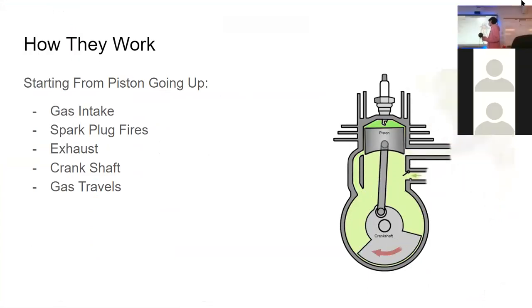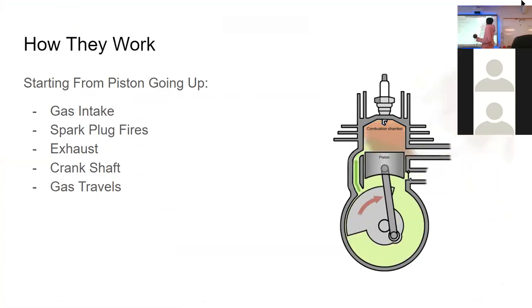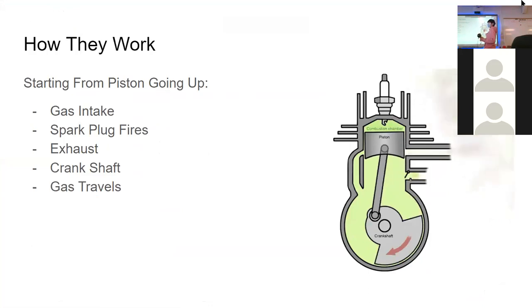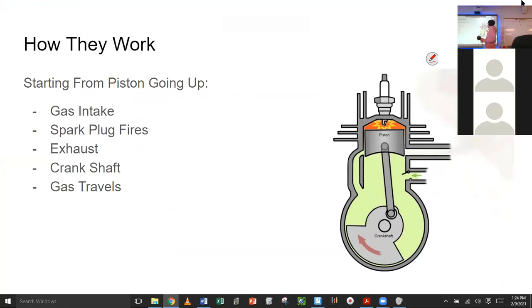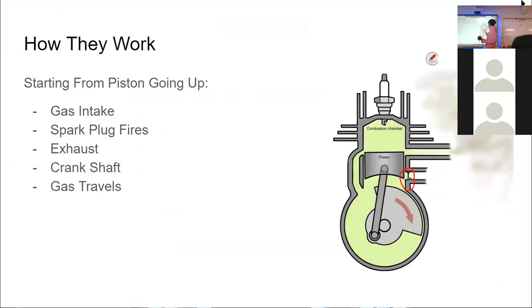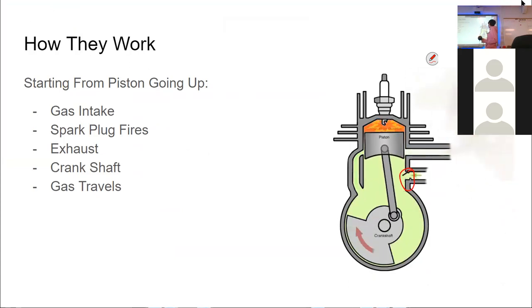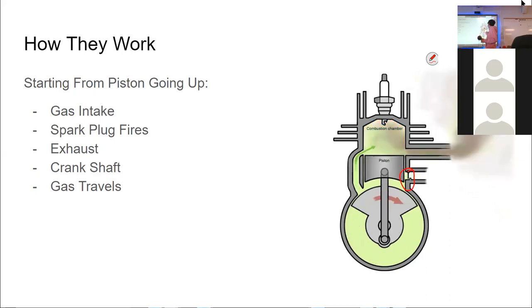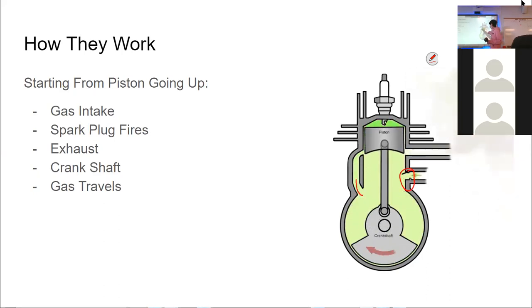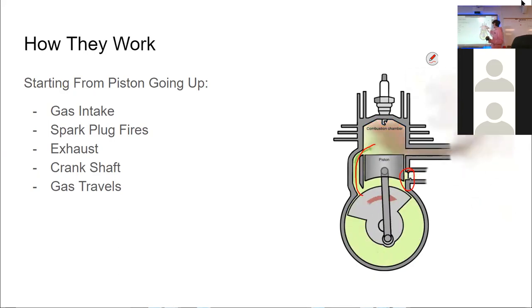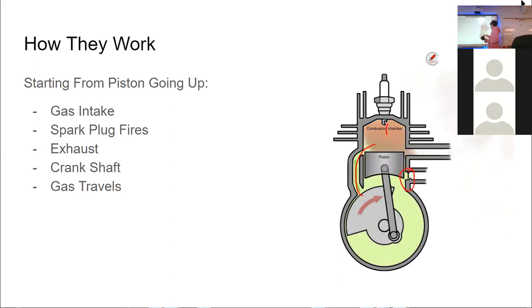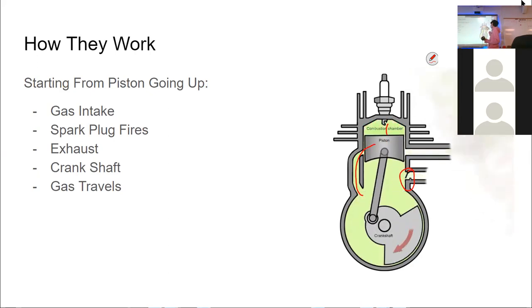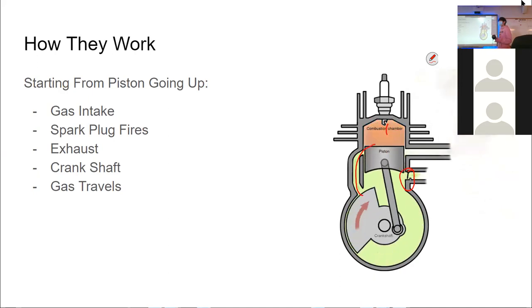Okay, so how they work. So first step is the intake of the gas right there. So when the piston goes far enough up, gas goes into the chamber. Here's the intake. So when the piston goes up, the fuel goes in, and then when the piston goes back down, the fuel goes through this little passageway here into the combustion chamber, and then the spark plug fires, pushing the piston back down, and then the crankshaft, with inertia, pushes the piston back up, and then it just does it over and over again.